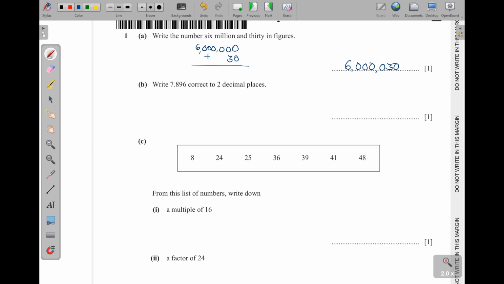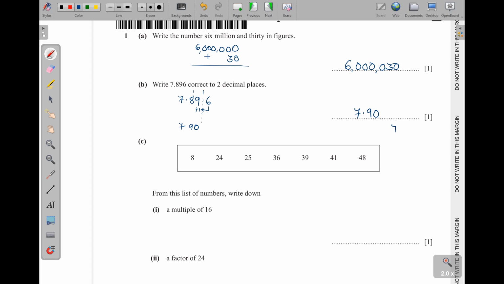Part B, write 7.896 correct to 2 decimal places. Any number on the right of the decimal point is a decimal place. So 8 9, I'll put 6 here, so I'm supposed to cut it off from here. Now you can add a 1 here, so that one will give you a 10. Then take the 1 here, then 9, then 7. So that means our answer is going to be 7.90.